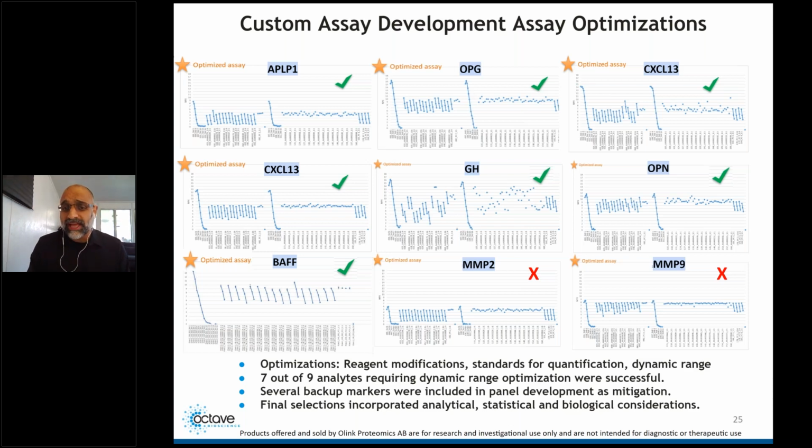And this was the point where we identified biomarkers, and I have a couple of examples on the bottom, where in spite of dynamic range optimization, in both these cases, the sample response was too close to the upper asymptote of the curve. So we decided to drop those markers and replace them with backups. When we made those decisions on replacements, we incorporated analytical, statistical, and biological considerations. So we went back to that process that I described earlier to decide which biomarkers were most appropriate to replace these.